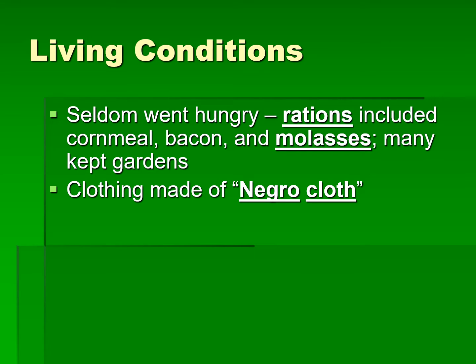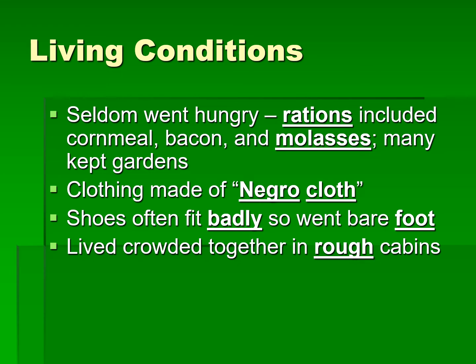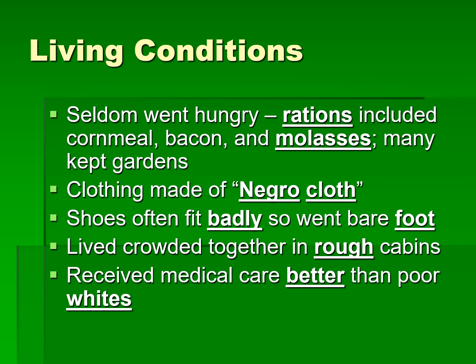So for example, they seldom went hungry. They would have rations of cornmeal, bacon, molasses. If you look back in that other picture, you can see an area where many would have had very small gardens that they would also take care of. They also had this cloth. It was called Negro cloth. It actually was a thicker, heavier type of cloth that they would have had as well.